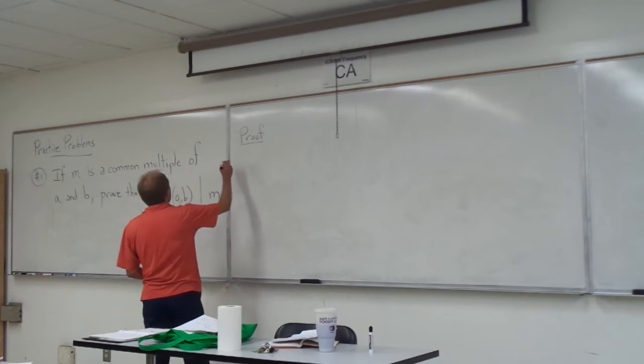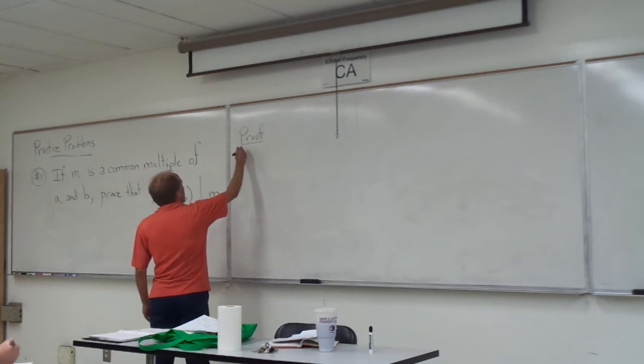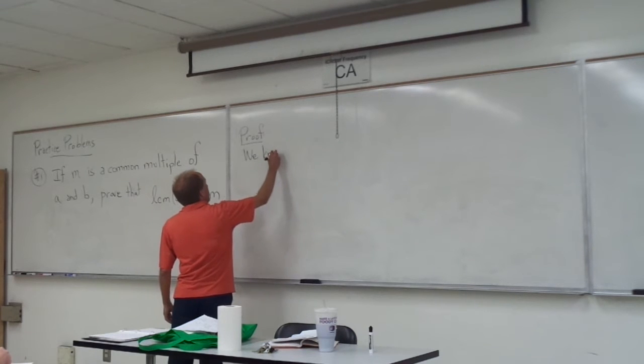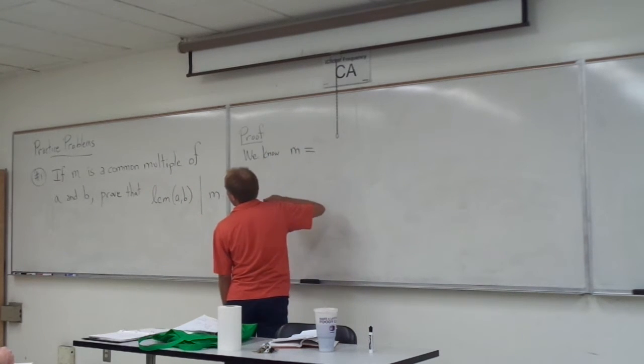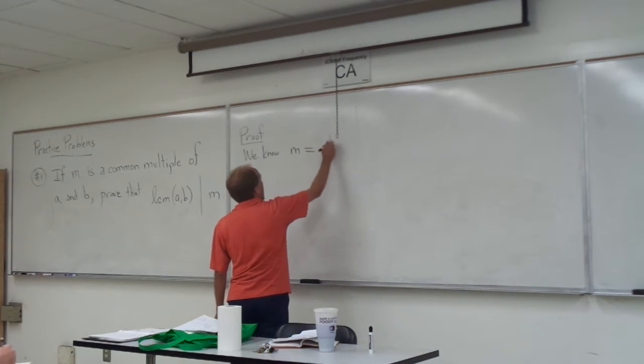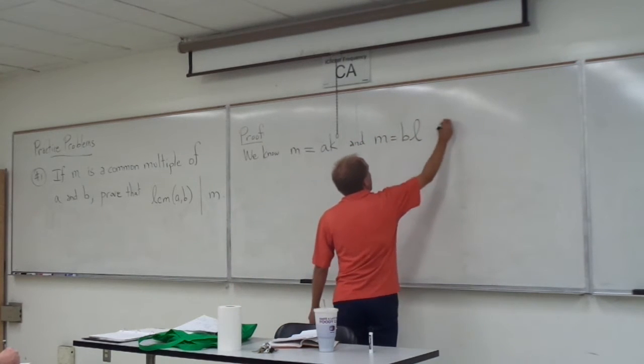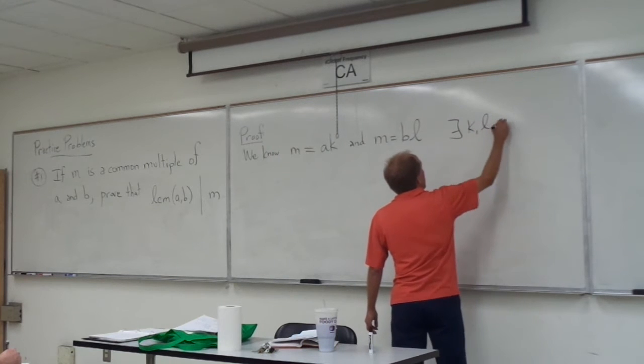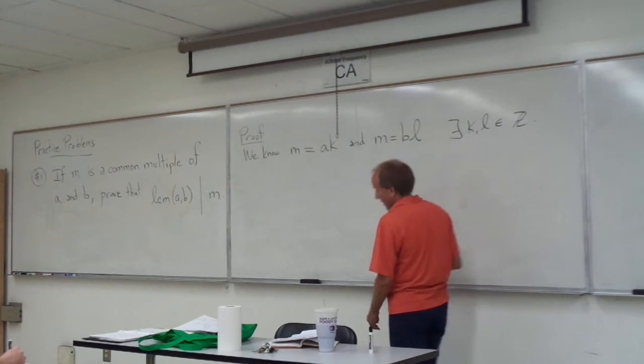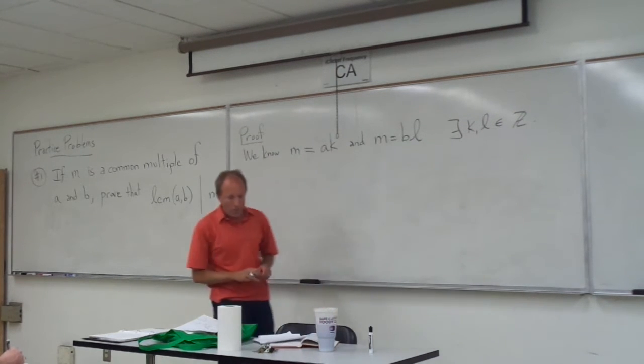Okay, so let's write that down. So we know that M, which is a common multiple of A and B, would be A times K, and M would also be B times L for some integers K and L. Okay, so we certainly know that.